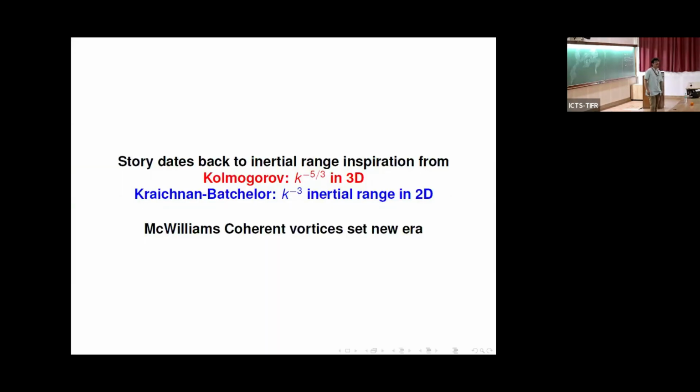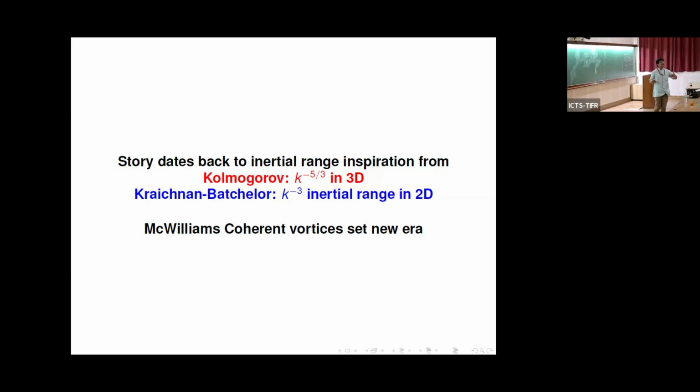So the story dates back to Kolmogorov theory in 3D turbulence, where under the inertial range, in a highly inviscid kind of limit, the energy spectra can be remarkably described in terms of structure functions, going to spectral space as k^(-5/3). Inspired by that, Kraichnan and Batchelor tried to look at 2D turbulence and come up with something in the inertial range. It may have k^(-3) kind of spectra instead of -5/3.